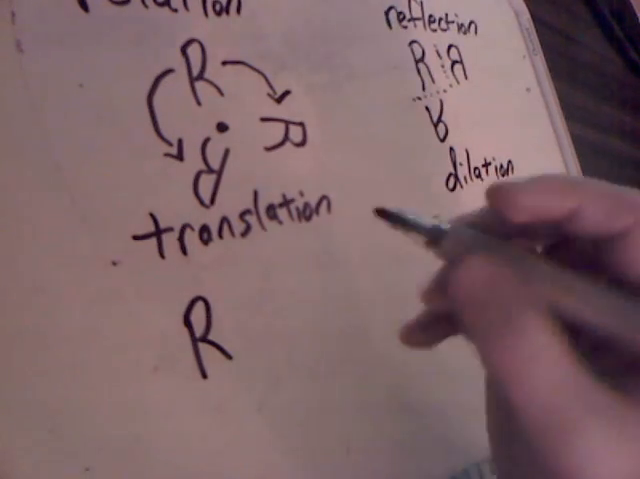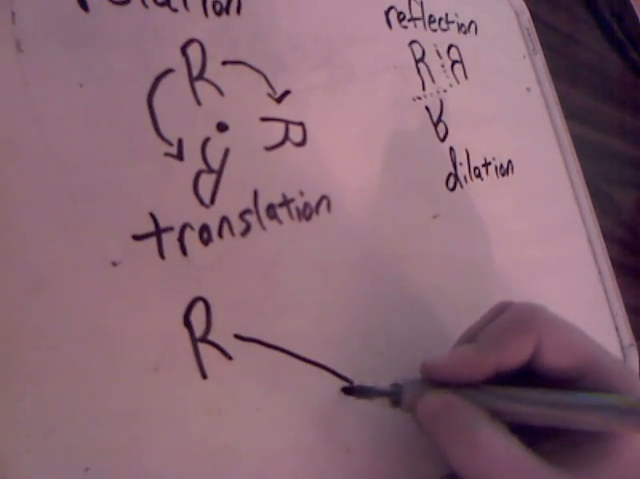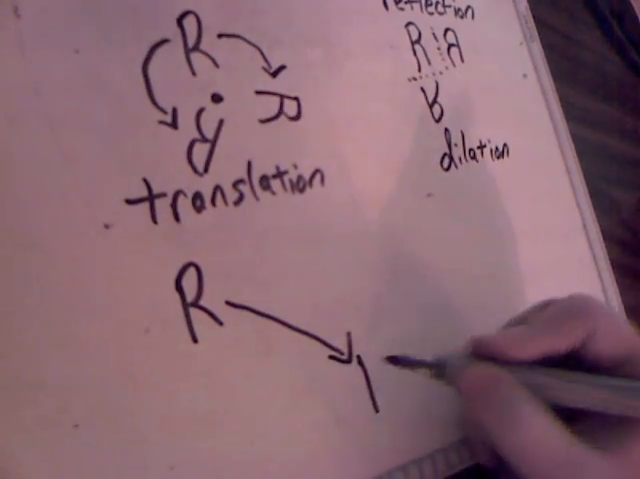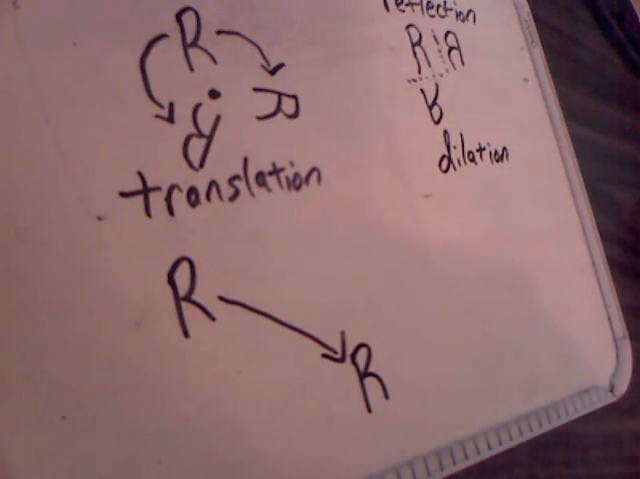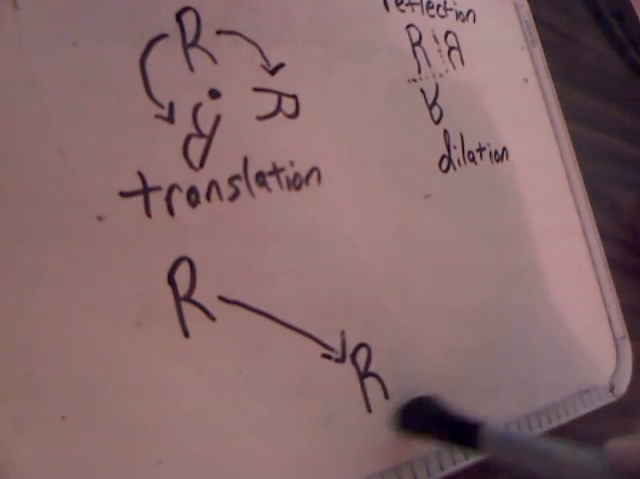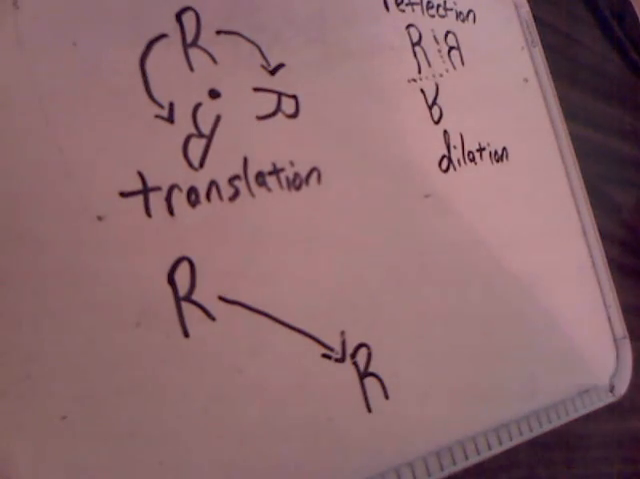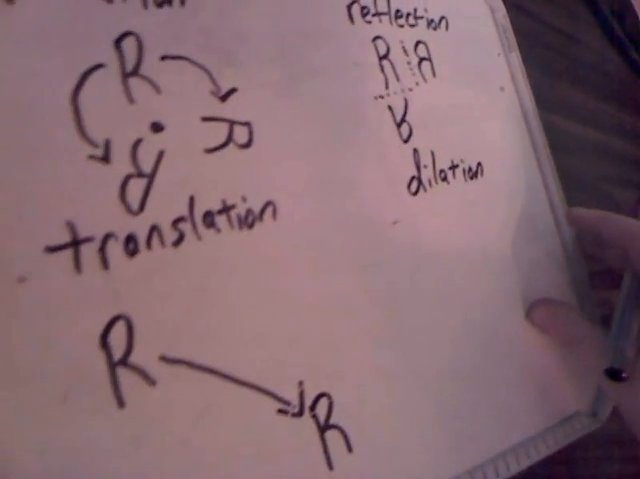A translation is moving a shape somewhere else. Nothing changes about that except for its location. Just like when you translate something, it's the same thing, it just looks different. This is the same thing, it just looks different because it has a new scenery around it. Might be a way to think about that.